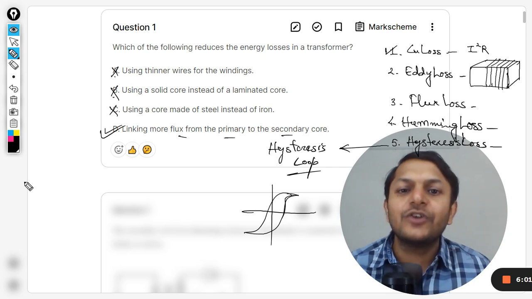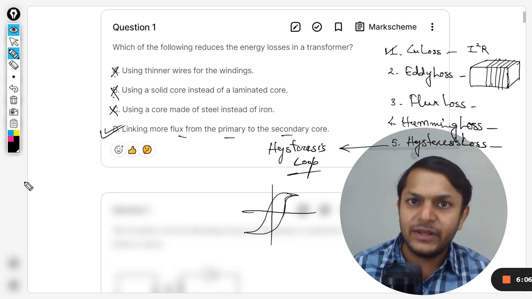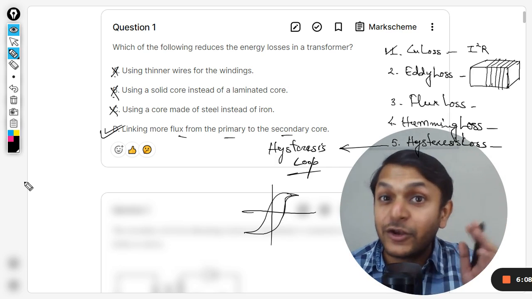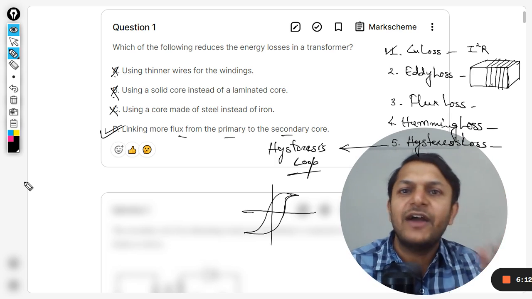So this is how we solve this question, my dear student. In this topic, I have given you all of the losses that are happening in the transformer, although I believe they are not given in your books. So it is an additional source of information. I have added those things.